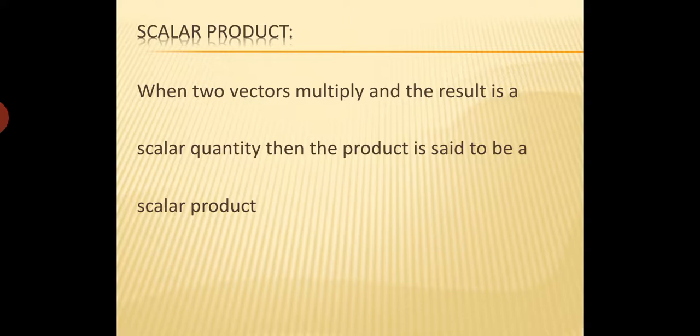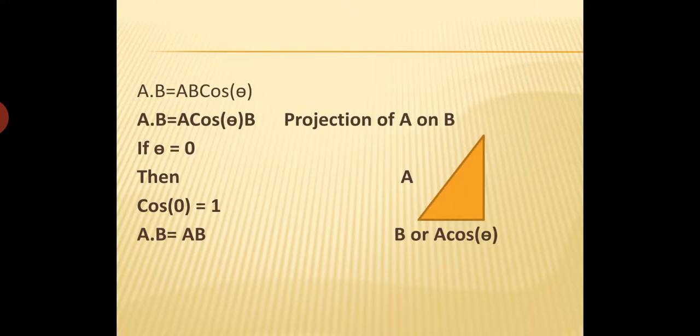Scalar product or dot product means when two vectors multiply and the result is a scalar quantity, then the product is said to be a scalar product. Mathematically, it can be written as a dot b is equal to ab cos theta. Here we can write the first equation as a dot b is equal to a cos of theta into b. This ab cos theta means a cos of theta into b.